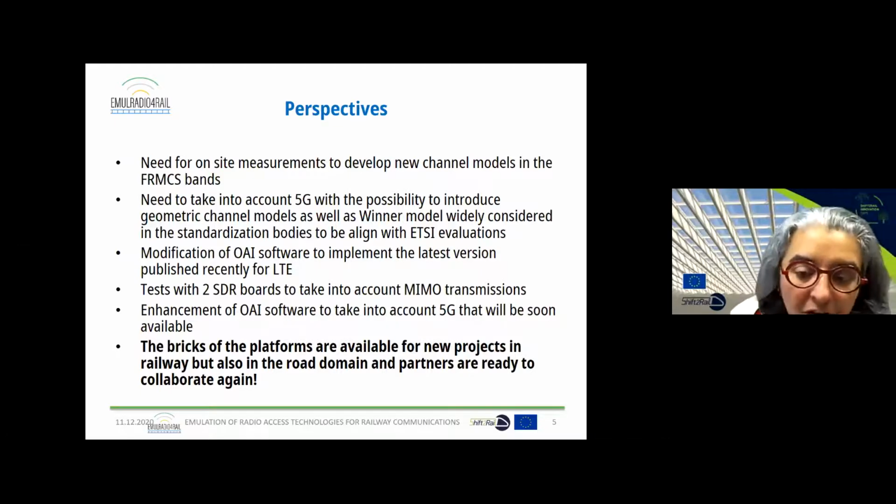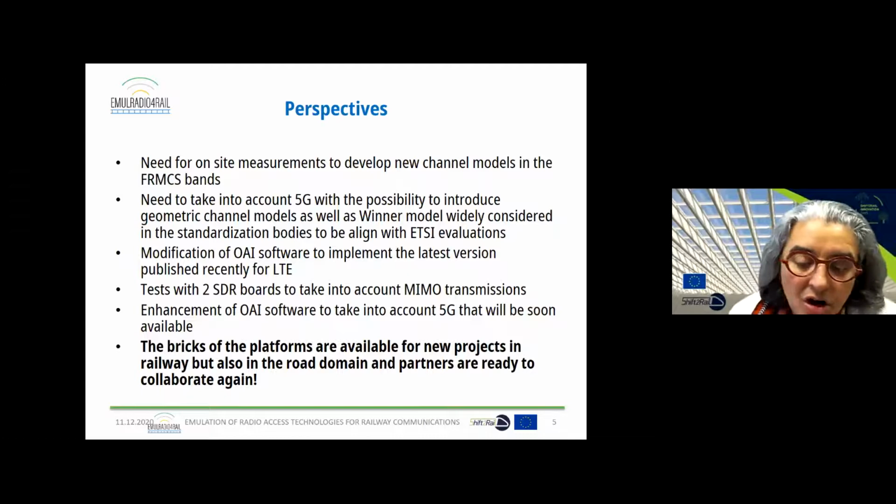And my final word will be that the bricks of the platform are available for new projects in railway, but also in the road domain, and all the partners around the table are ready to collaborate again. We discussed a lot in the exploitation plan of the project, and I think it will be very easy to set up a new collaboration.